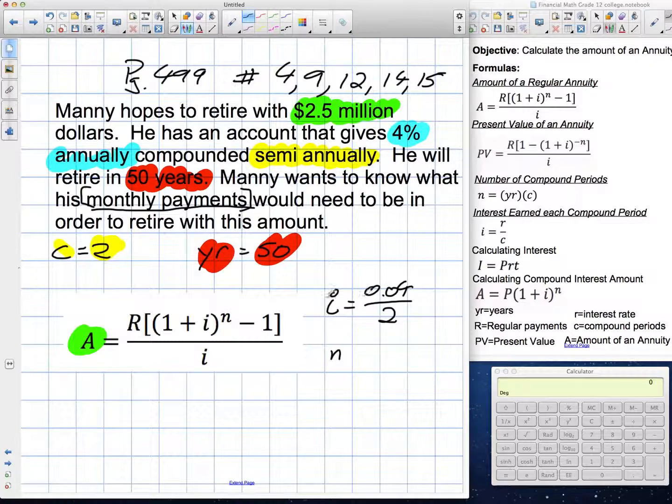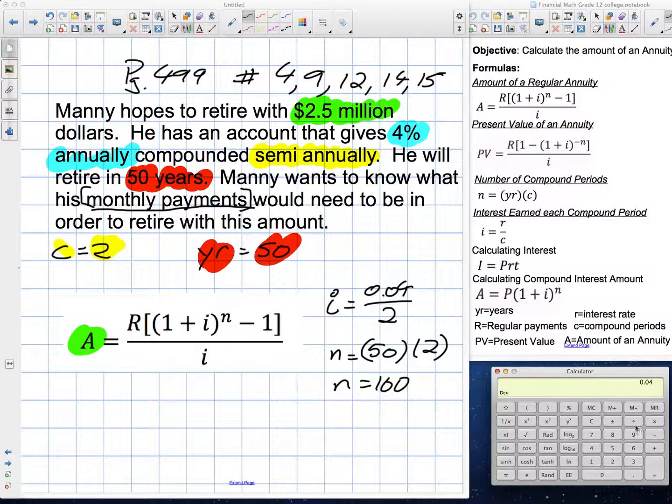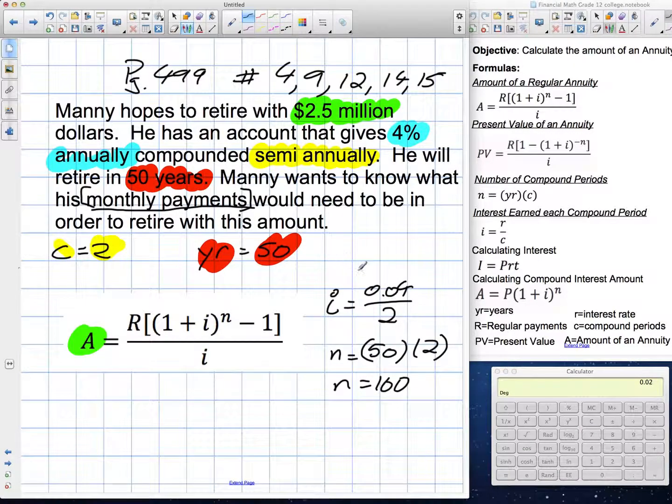0.04 is because it's 4%. We convert it to a decimal. N is our years, which is 50. And again, what is the compound period? 2. Okay, and we'll, again, convert it to months at the end. So we have 50 times 2 for our N. So our N is going to be 100. So this is going to compound 100 times in 50 years, which makes sense, twice a year. And our interest rate of 0.04 divided by 2 is 0.02. Yeah, so our I is going to be 0.02.